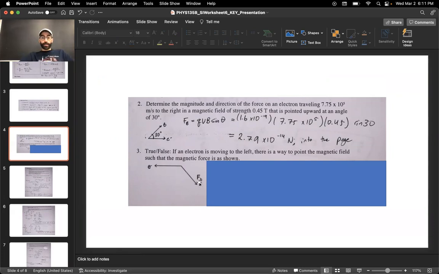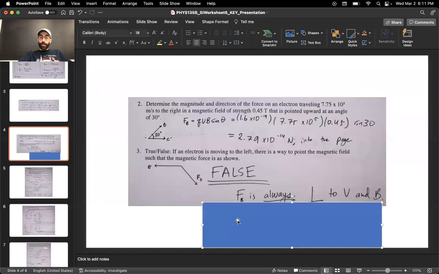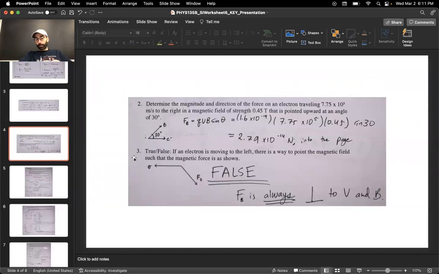And why, you ask? That's because the force needs to always be perpendicular to the B vector and the direction it's moving. So, false. FB is always perpendicular to the velocity, the direction it's moving, and to B, which won't be the case in this situation, right? This is obviously not perpendicular.